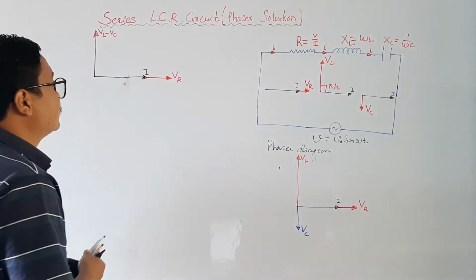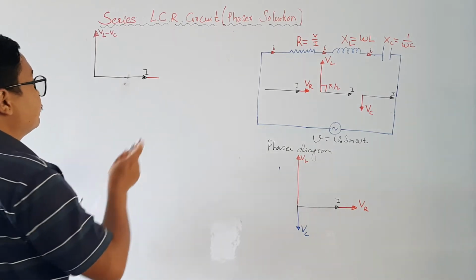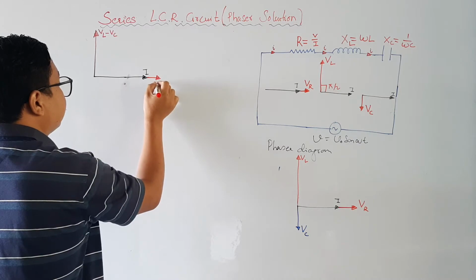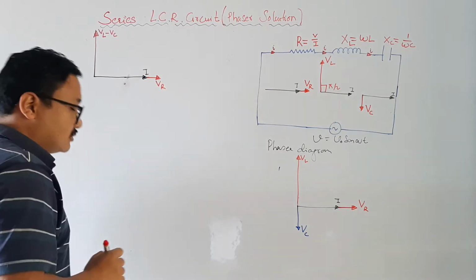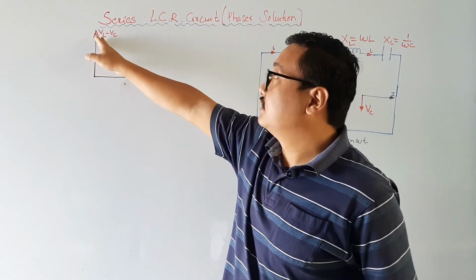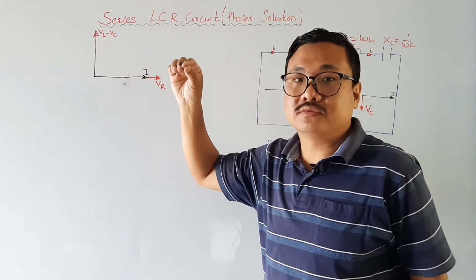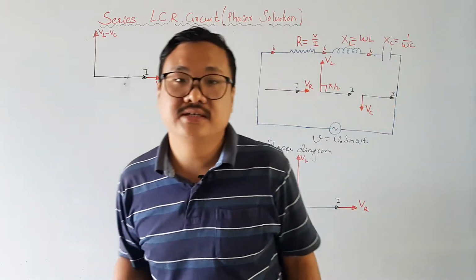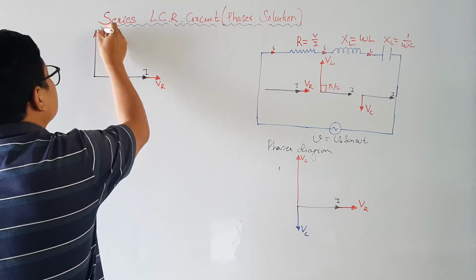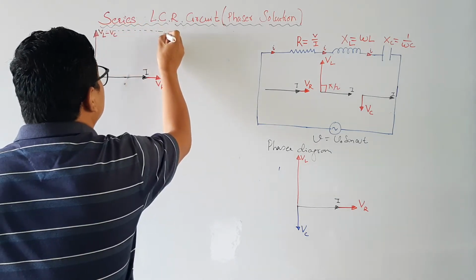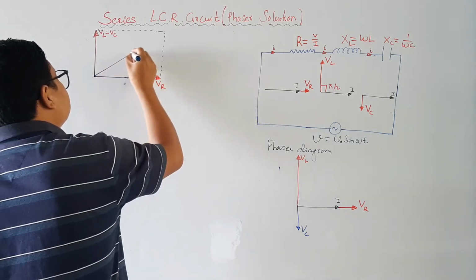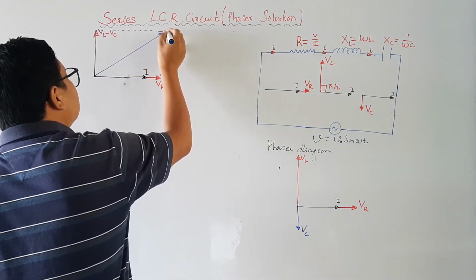Now how to find the net voltage of this? I will write it here. To add these vectors, one is the VR vector and another is the VL minus VC vector. We have to use the vector addition law, that is the parallelogram law of vector addition. So let us make a parallelogram right here, and this will give me the net voltage V.